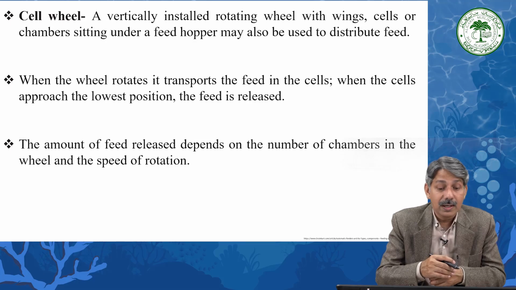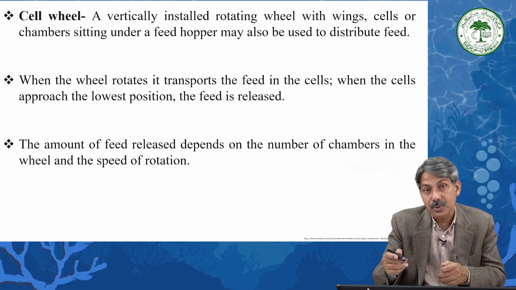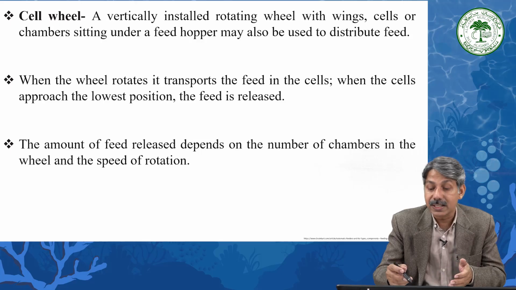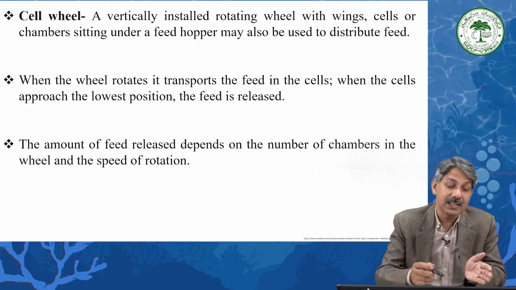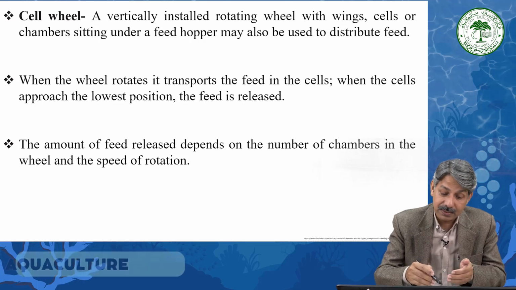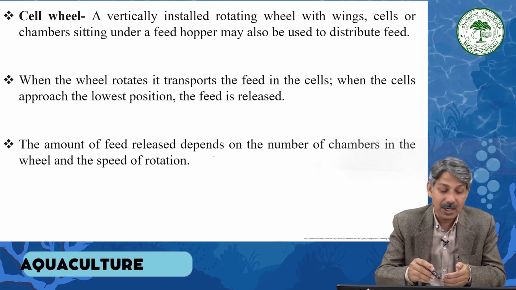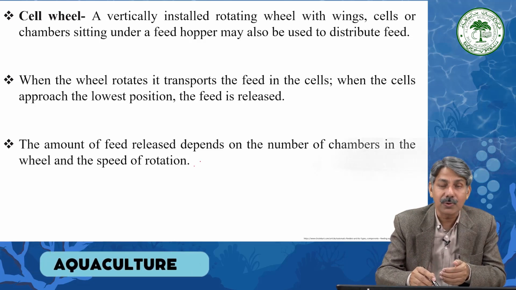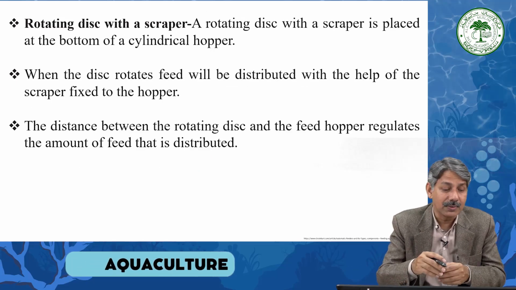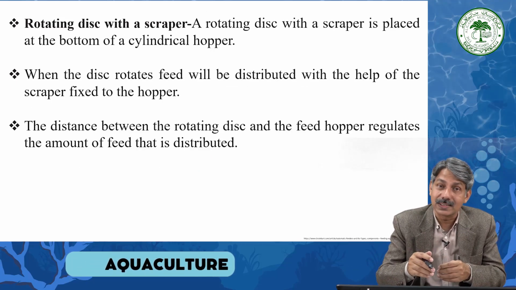Cell wheel: a vertically installed rotating wheel with wings, cells or chambers sitting under a feed hopper may also be used to distribute feed. When the wheel rotates, it transports the feed in the cells. When the cells approach the lowest position, the feed is released. The amount of feed released depends on the number of chambers in the wheel and the speed of rotation. Just after this, I will show you the photograph that will be very easy for you to understand.